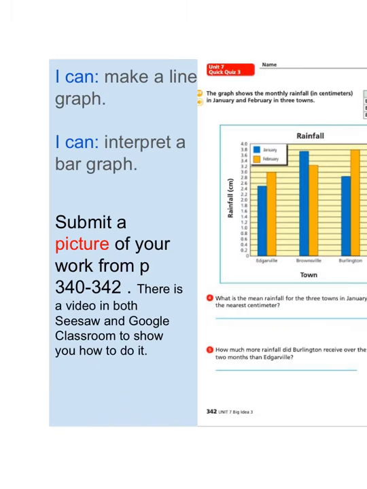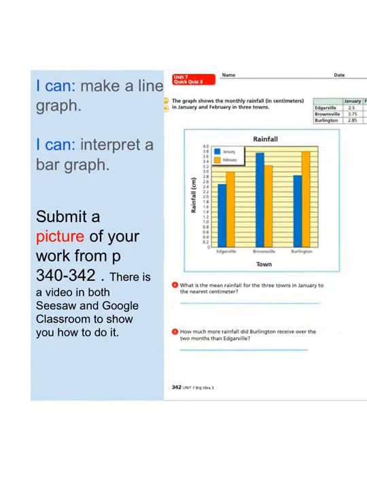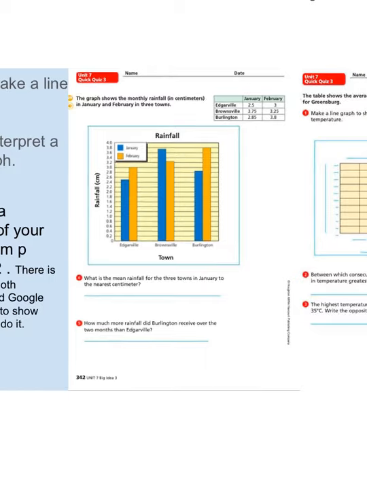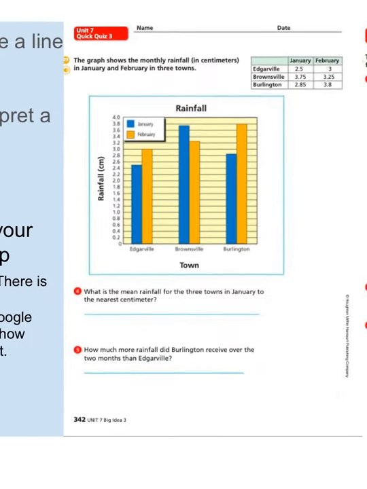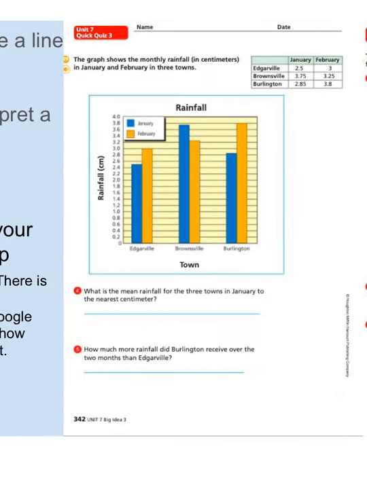So we're switching gears a little bit on this page. This one we're talking about I can make a line graph, and that will be what you do on page 342. So it says the graph shows the monthly rainfall in centimeters in January and February in 3 towns. They already made the graph for you, so you just have to do the problems that are down below. What is the mean rainfall for the 3 towns in January?